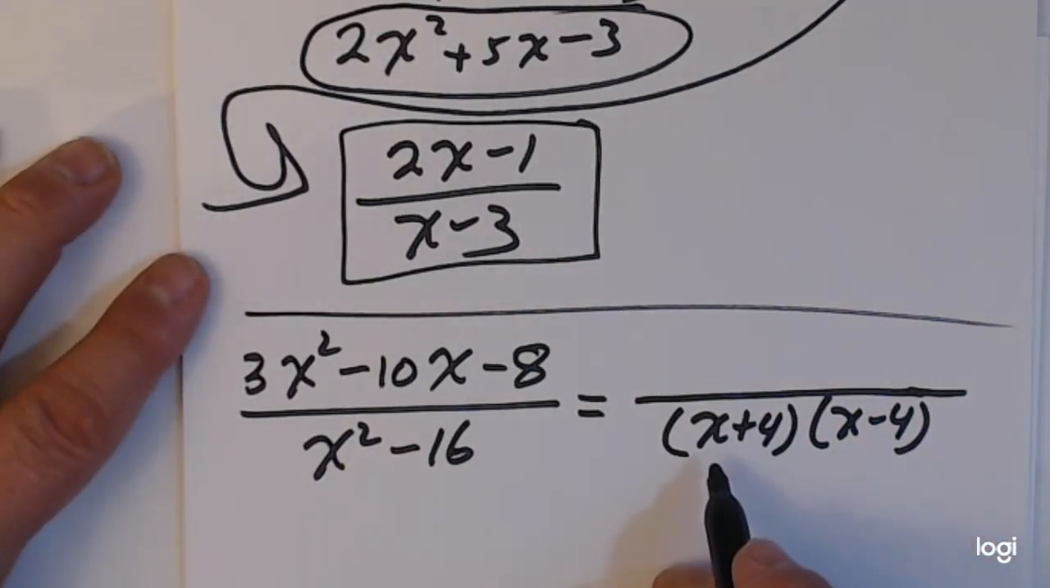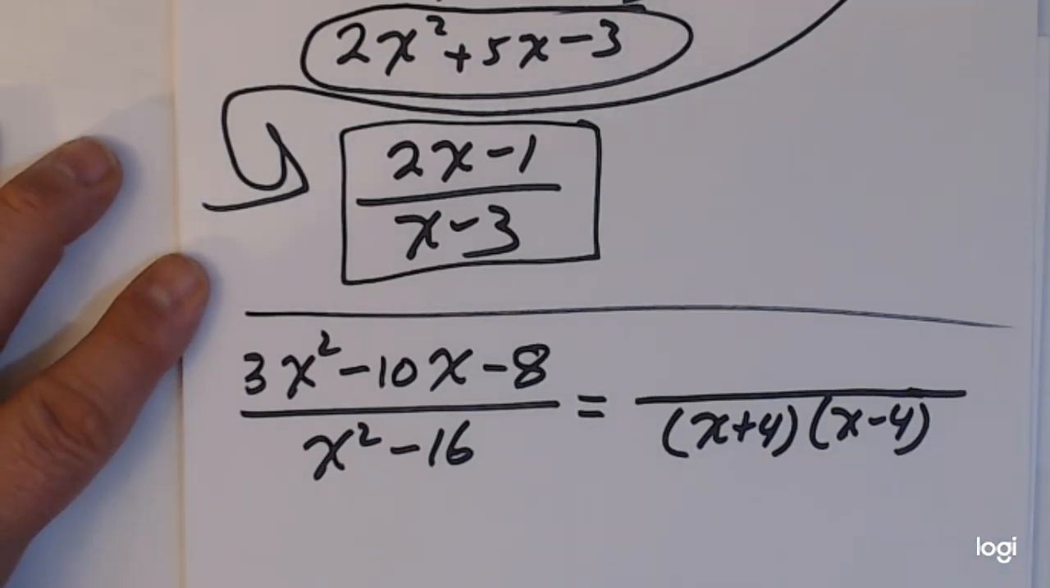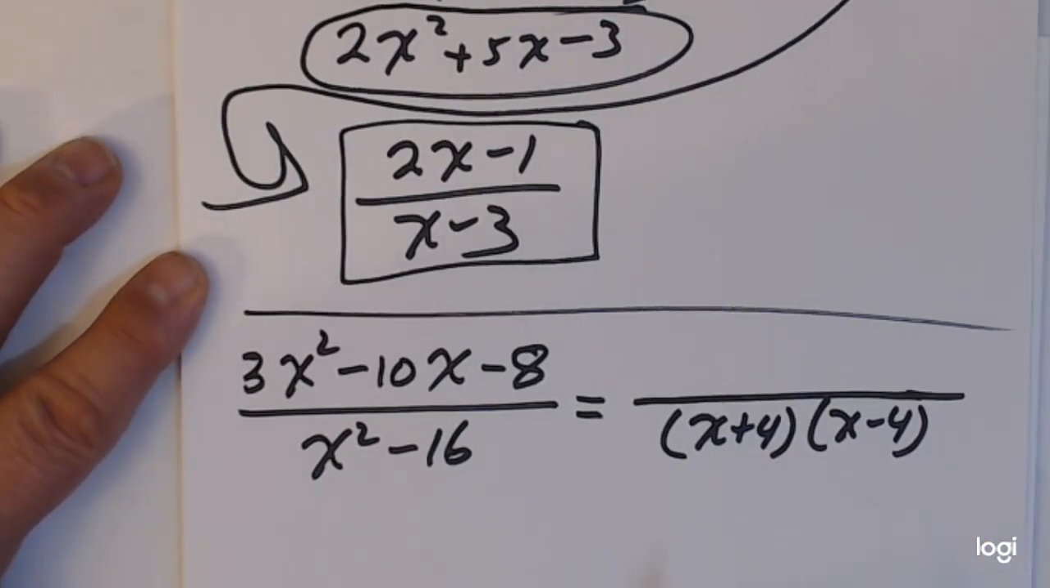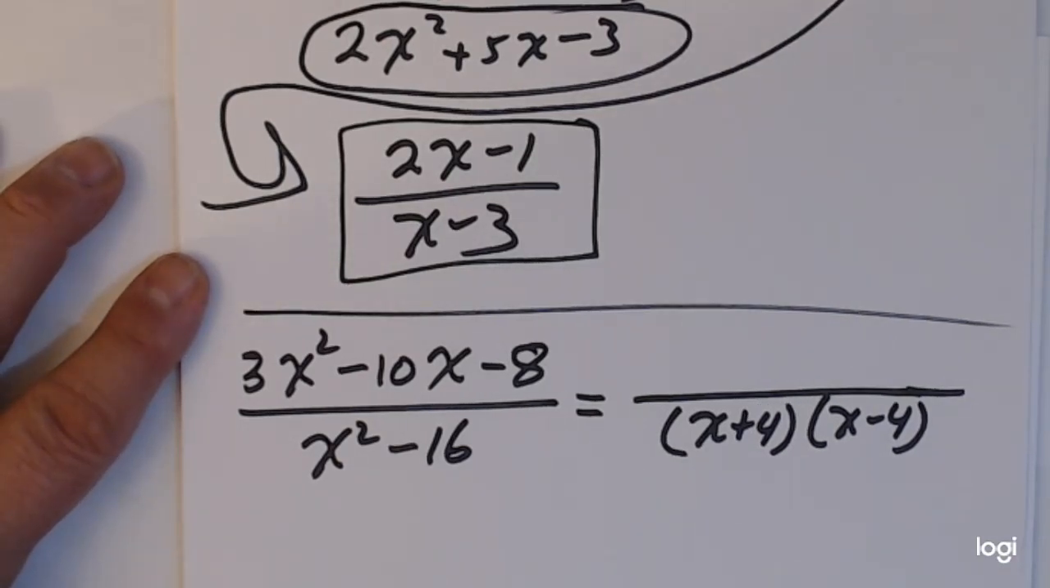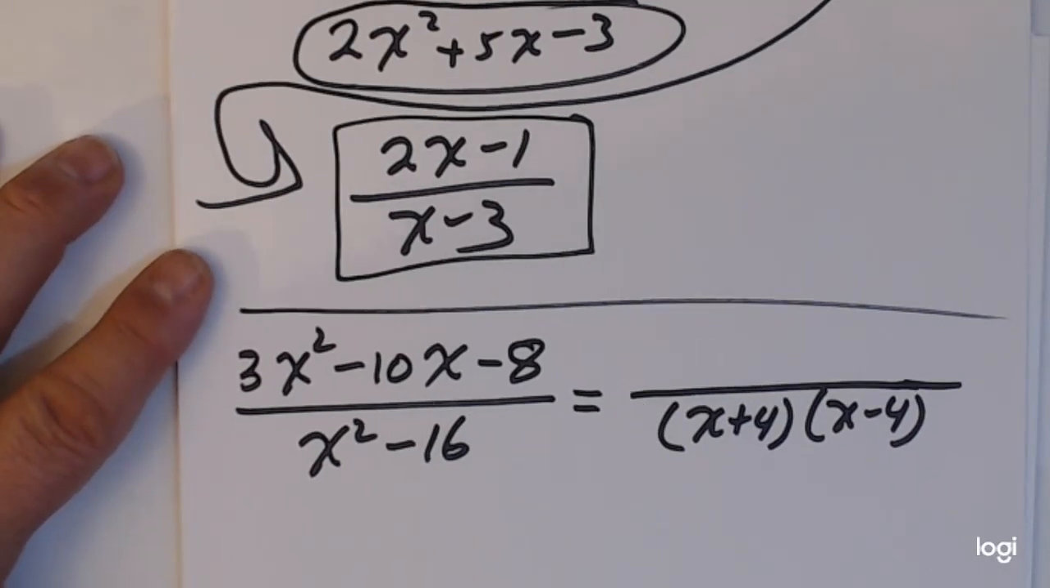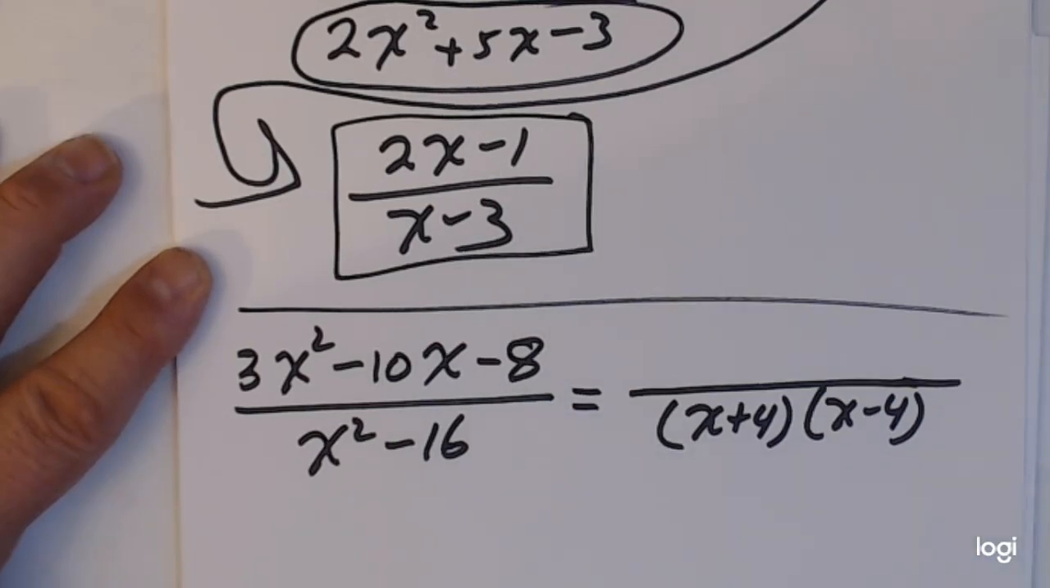Remember, when we FOIL this out, we have x squared, and then the minus 4x and the plus 4x go out, minus 16. So that brings us back to that. This is one of the easiest factorings you can do, the difference between squares. Now, with 8, we've got 8 and 1 and 4 and 2 that we can use when we're trying to factor.